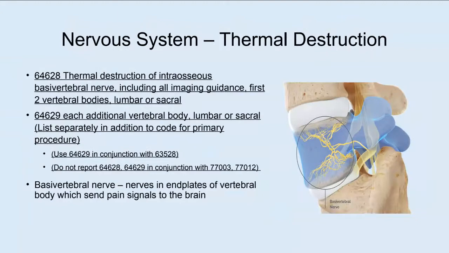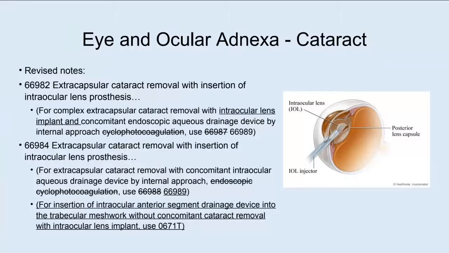Also, still in the nervous system, new codes were added for thermal destruction of the basivertebral nerves. These are nerves in the vertebral body which send pain signals to the brain. And you see this here, kind of hard to see. 64628, thermal destruction of intraosseous basivertebral nerve, including all imaging guidance, first 2 vertebral bodies. So this is for 2 vertebral bodies. If it goes more than that, you've got 64629, each additional, an add-on code.